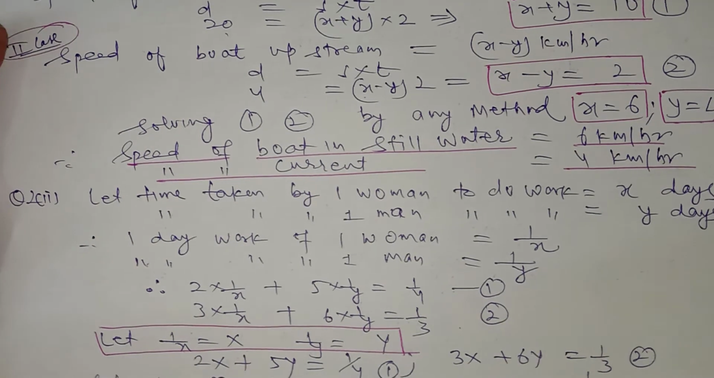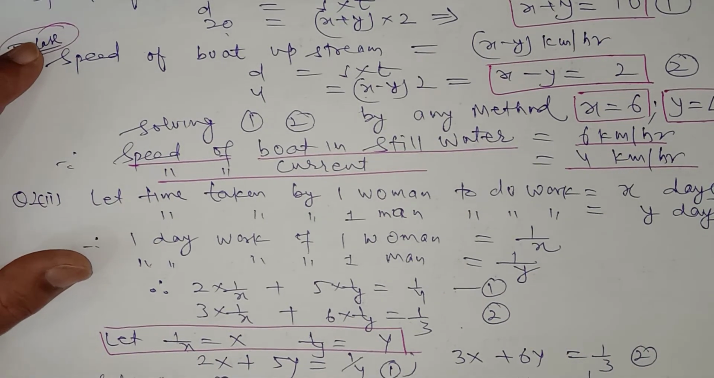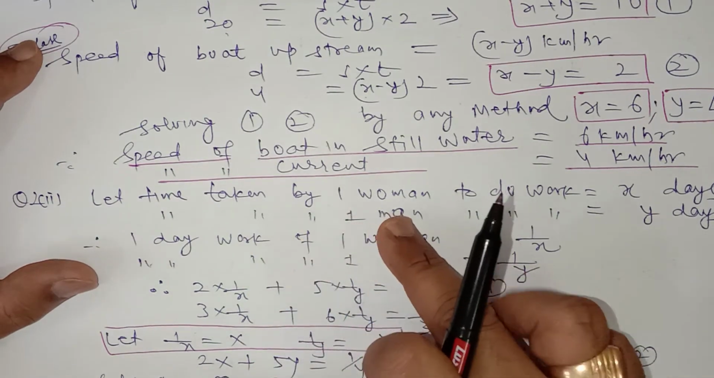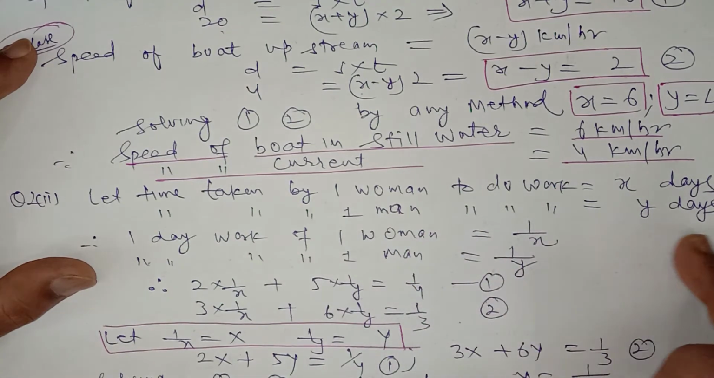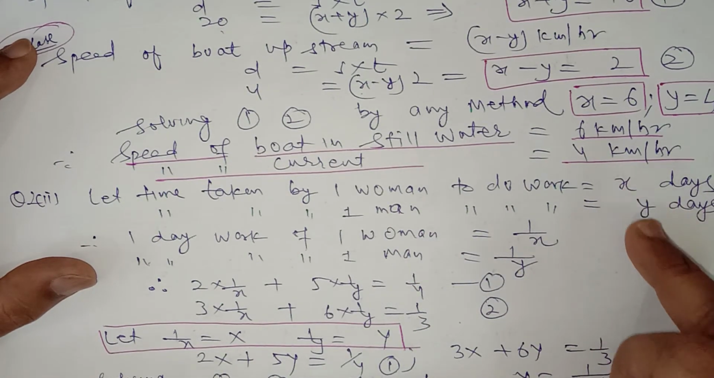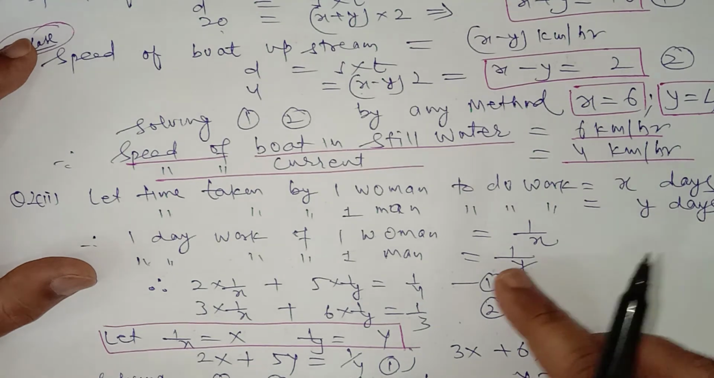So when work type questions, work done questions, are there, you have to always convert into 1 day work, or when the work is done in hours, then you have to convert how much work is done in 1 hour. So let the time taken by 1 woman be x days, and the time taken by 1 man be y days. So the 1 day work of the woman will be 1 upon x, and the 1 day work of the man will be 1 upon y.